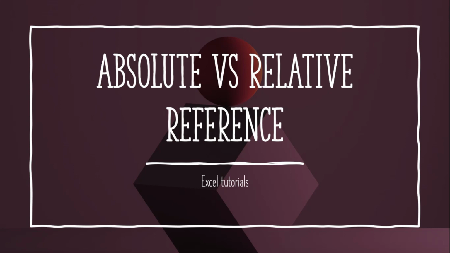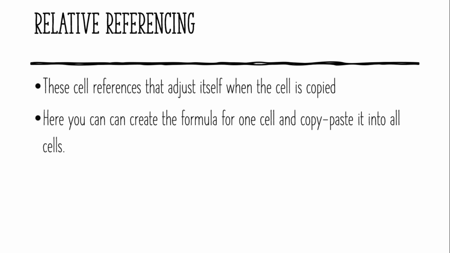So let's start. What is relative referencing? These are cell references that adjust themselves when the cell is copied. Here you can create a formula for one cell and copy-paste it into all cells. Remember one thing, by default Excel uses relative referencing. Now let's see practically how we can do relative referencing.